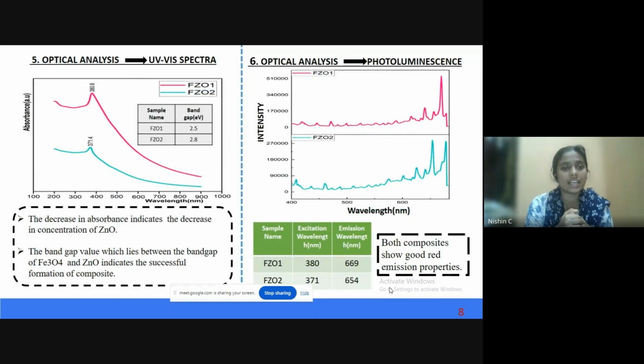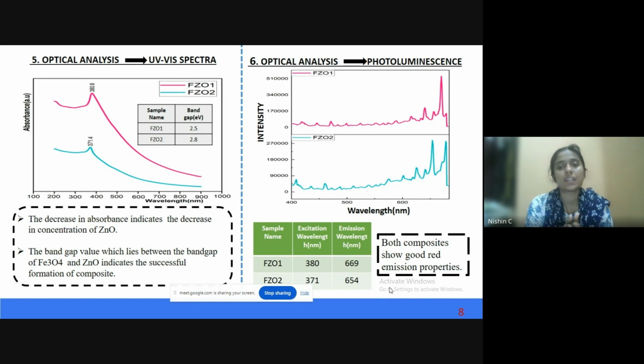The optical analysis is studied using the UV visible spectra and the photoluminescence. From the UV visible spectra, using the Tauc plot, the band gap is calculated. Also, we can see here the decrease in absorbance. The decrease in absorbance indicates the decrease in concentration of zinc oxide. Also, the band gap lies between the values of Fe3O4 and ZnO. This indicates the successful formation of Fe3O4 ZnO nanocomposite.